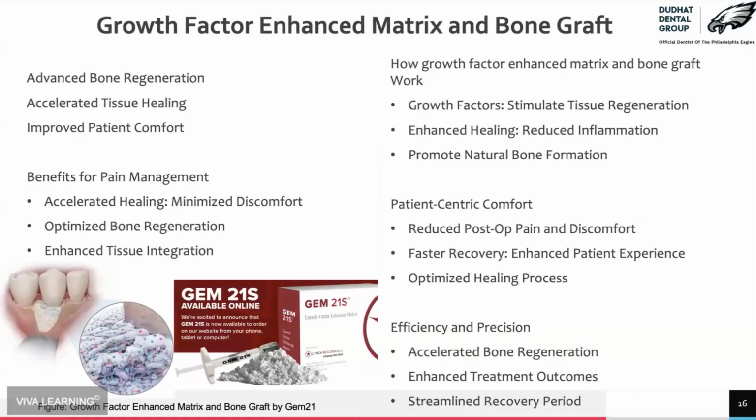Okay. Another product that can help you reduce discomfort and give the patient a better experience is Gem 21, because many of us don't like drawing blood and spinning the blood and putting it in the extraction socket or the surgical site. Gem 21 provides similar benefits to making PRF from the patient's own blood. Gem 21 is a growth factor enhanced matrix. It promotes faster healing, better healing, and a more predictable outcome for all your procedures.